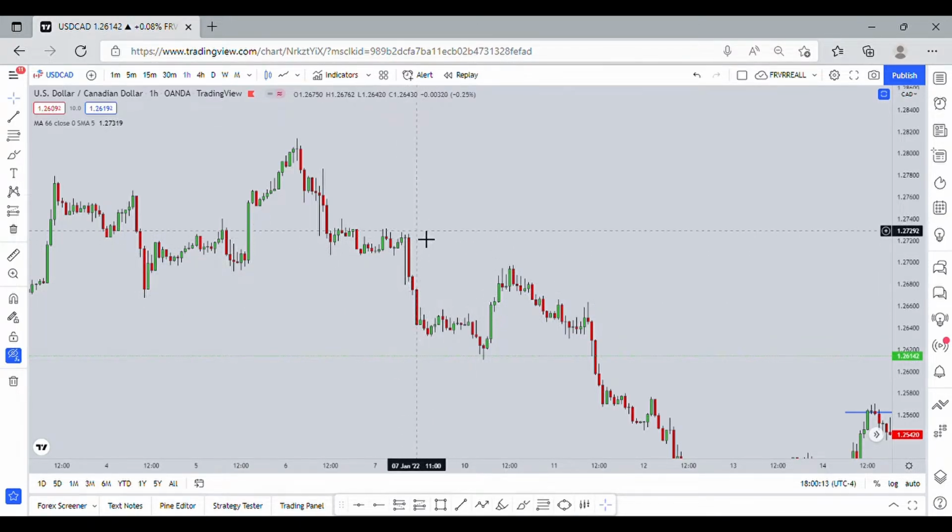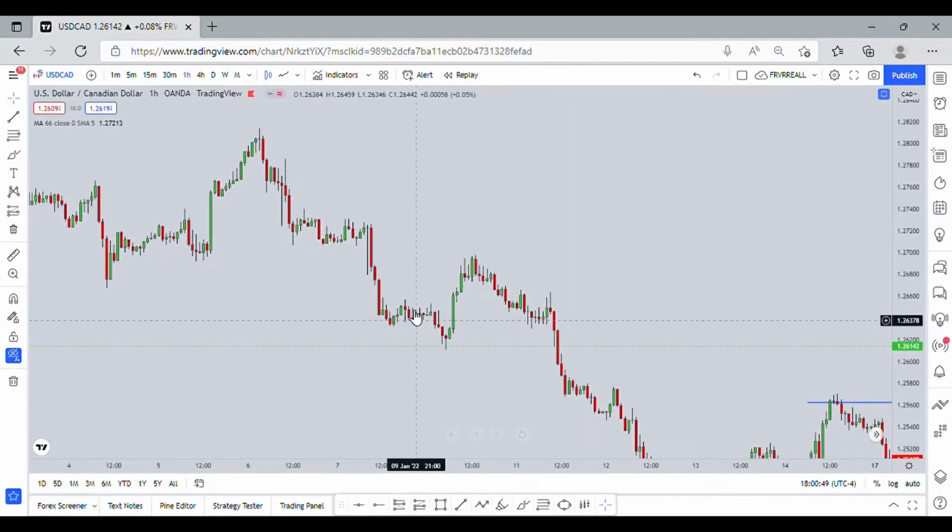Red candles simply mean that the market is going down. Green candles, the market is going up. So are the red candles interrupted by the green candles? So bearish candles, bearish candles, bullish candles. Are the bearish candles interrupted by the bullish candles? No, for this impulsive move, they're not. So this is a strong trend.